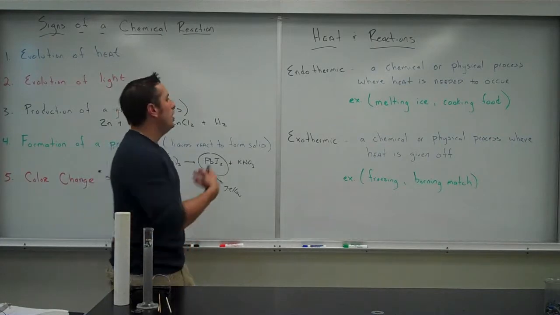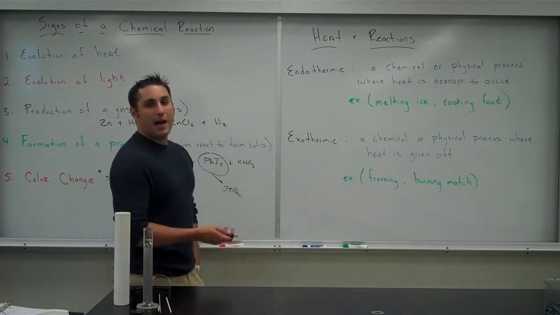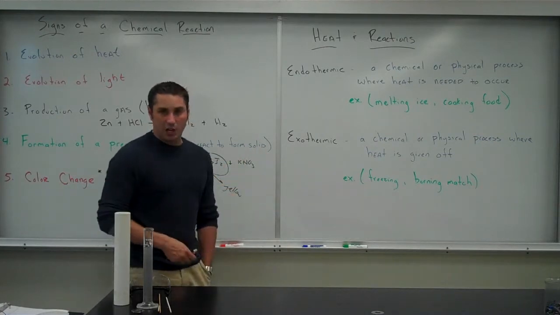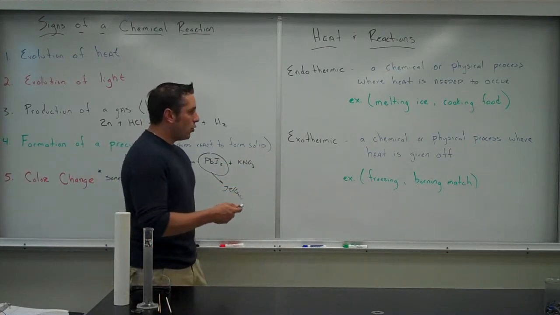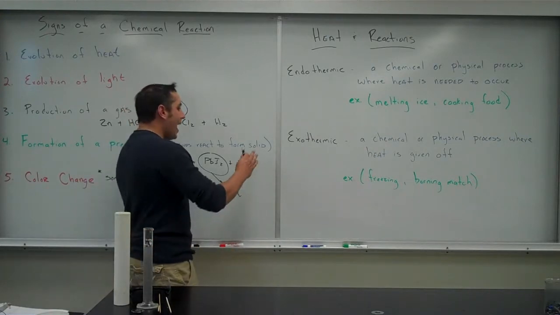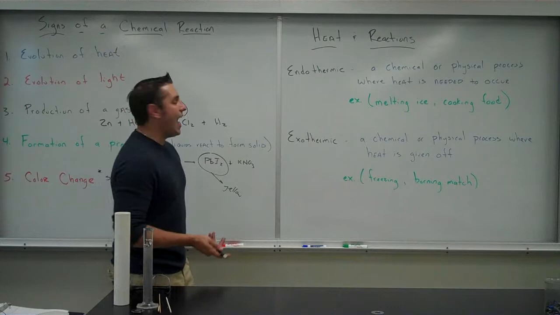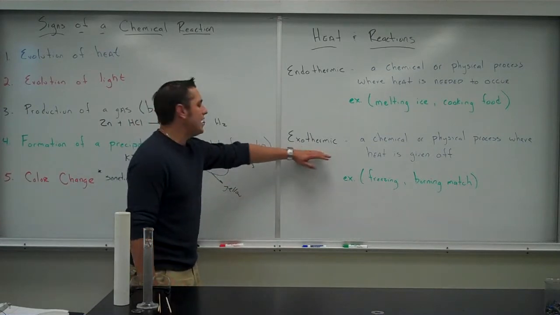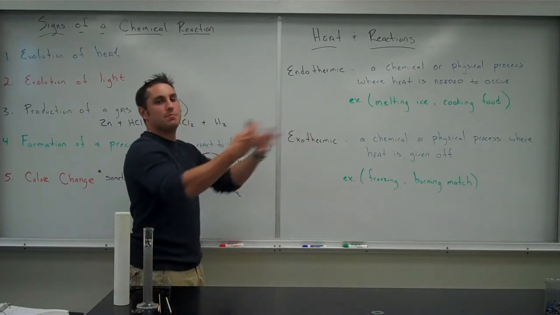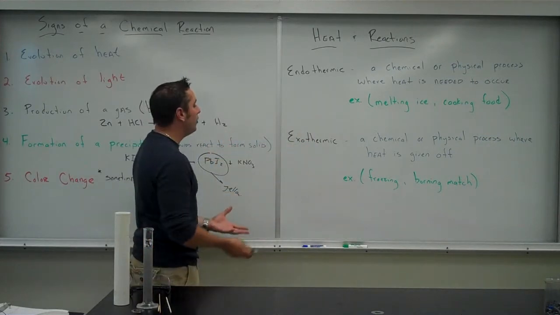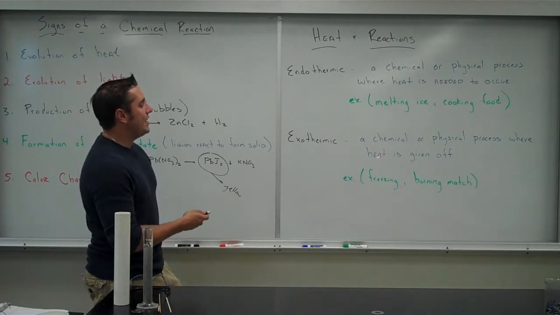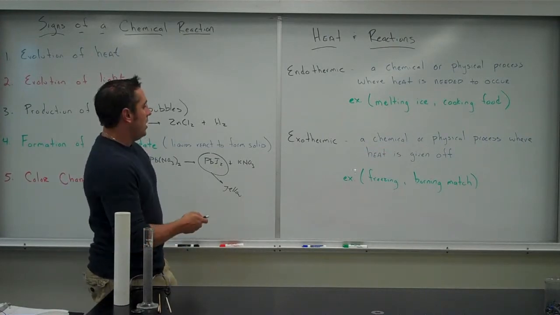If I want to bake chicken, if I want to make a pie, right, what do I have to do? I have to put it in my oven. My oven gives it a lot of heat, right? It absorbs the heat. It's an endothermic process. Exothermic is the exact opposite. Thermic still meaning heat, but the prefix ex or exo, exit, exile, always means going out, being moved out. Exothermic is a chemical or physical process where heat is given off.